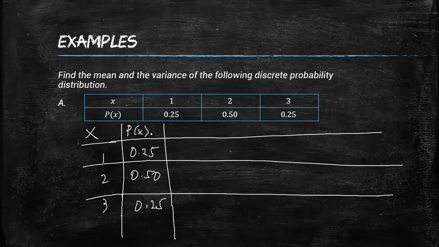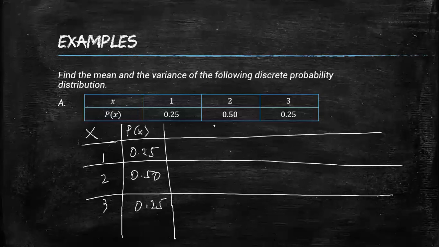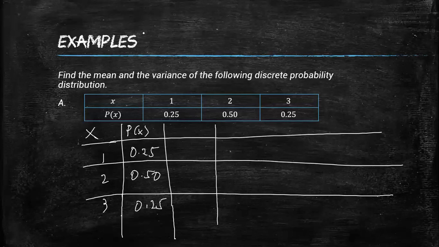By the way, class, before we can find the mean and the variance of a following discrete probability distribution, make sure na siya ay discrete probability distribution. So, you know the properties, right? Dapat, ang sum nito mga probability ay 1. Pag hindi yan 1, hindi kayo pwede maghanap ng mean. Ngayon, ang gagawin natin is hanapin muna natin class yung mean. So, ano yung formula ng mean?